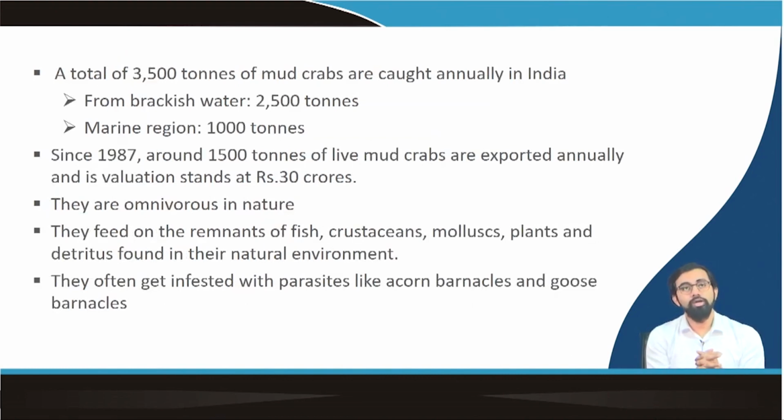A total of 3,500 tons of mud crabs are caught annually in India, according to a recent study. In brackish water, almost 2,000 tons, more than 75 to 80% of it, is done. Whereas in proper marine regions, it is around 1,000 tons or so. In 1987, around 1,500 tons of live mud crabs were exported annually, and its valuation stood at around 30 crores. Very recent data is missing right now.